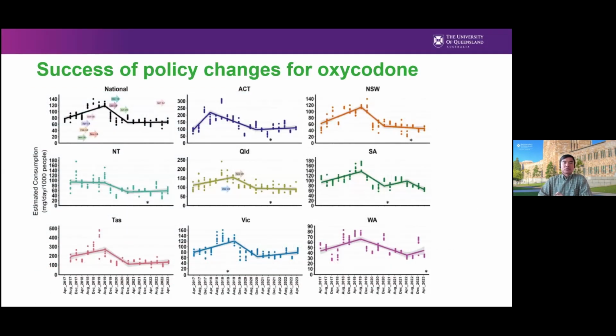Another successful story about using wastewater-based epidemiology to evaluate a change in policy is that after the opioid crisis in North America, the Australian government tried to strengthen the regulation around oxycodone use, and with the tightening of the rules, you can see a decline nationally and in all states of oxycodone use in the population. So we can see the change is effective and sustainable for at least a few years after the implementation of the change.